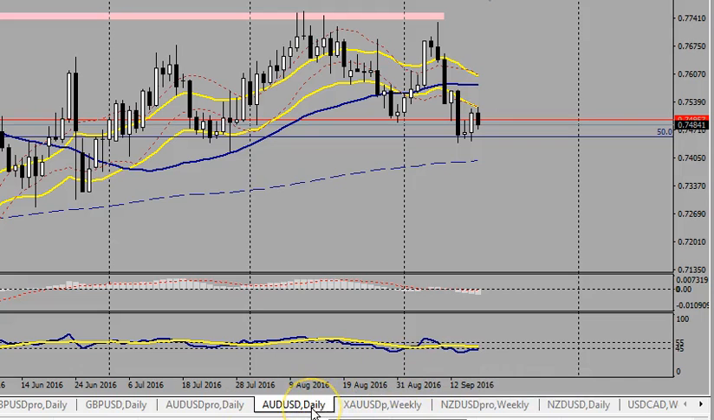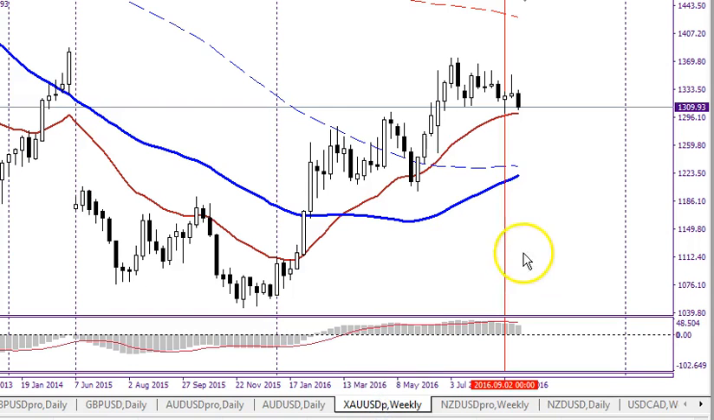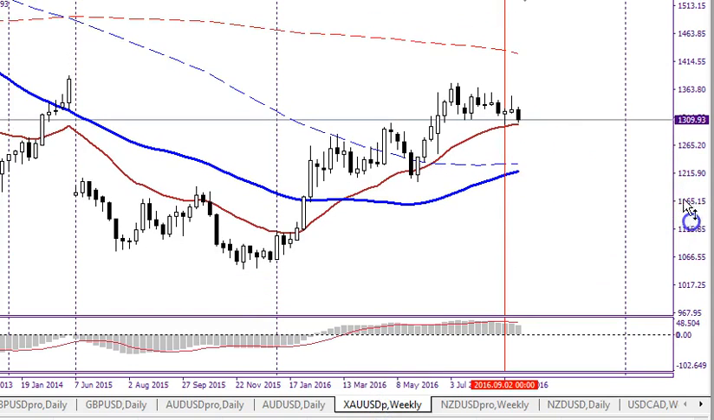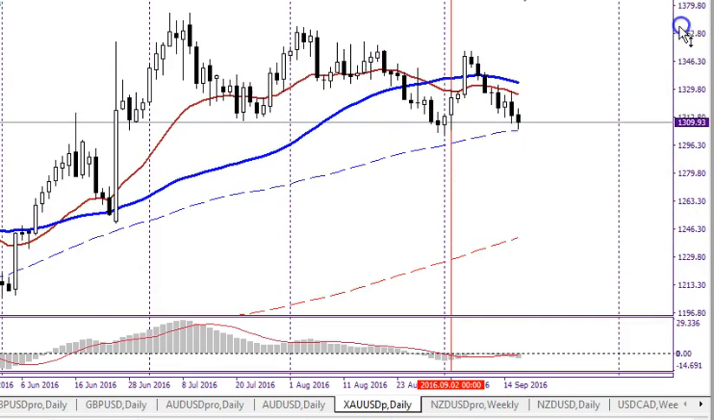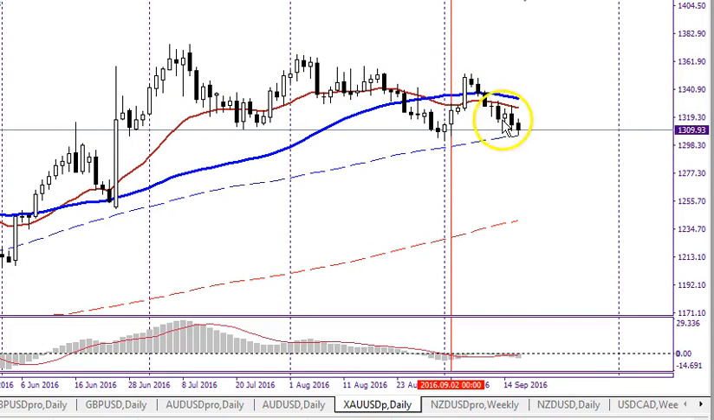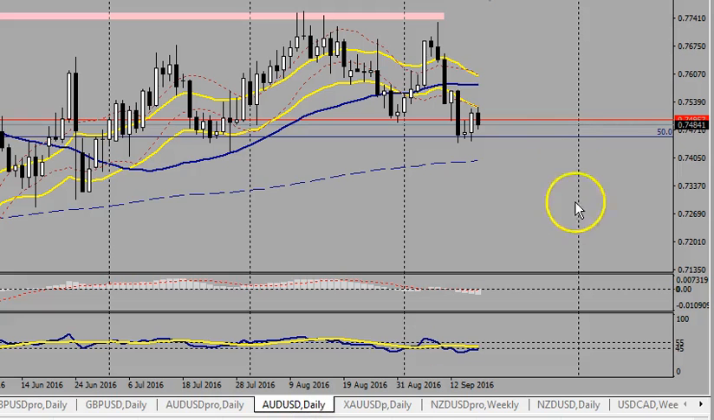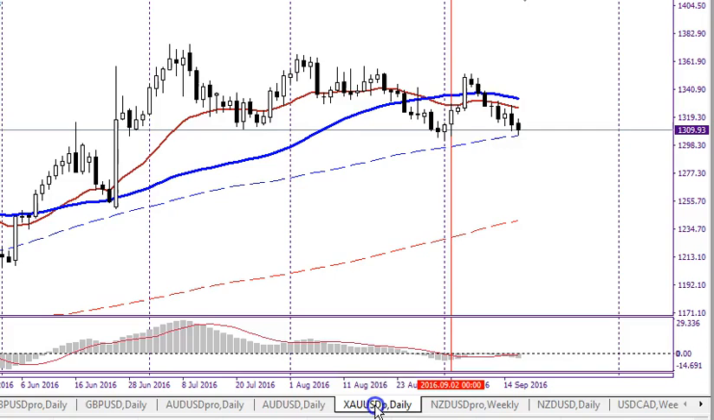The Australian currency is tied into gold. Here's the gold chart. You can see on the daily, gold has been coming down, and this is almost identical to the daily Australian USD. Here's the daily Australian USD currency, and the gold chart right there.